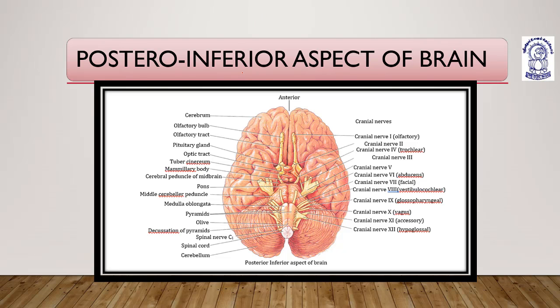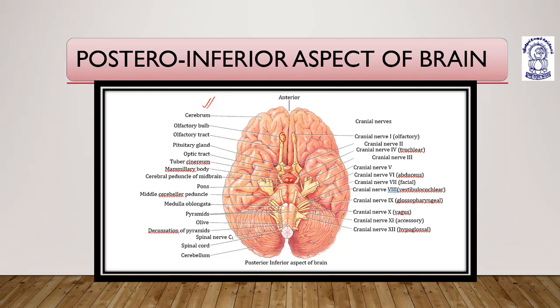In the posterior inferior aspect of the brain, you can see this is the cerebrum. This is the olfactory bulb. This is the olfactory tract, which merges into the olfactory part of the temporal lobe. This is the pituitary gland. This is the optic tract, tuber cinereum. These are the mammillary bodies. The olfactory bulb is responsible for olfaction, smell.